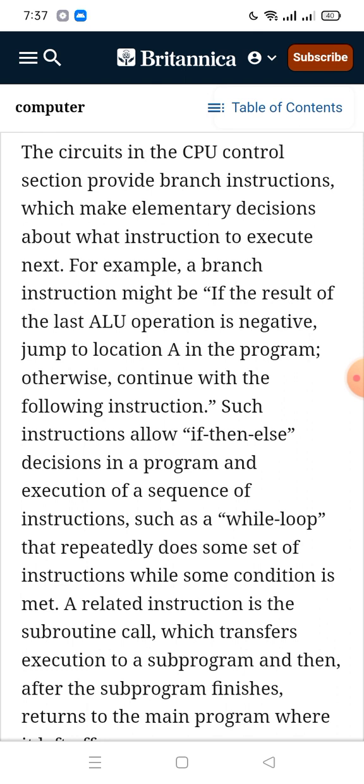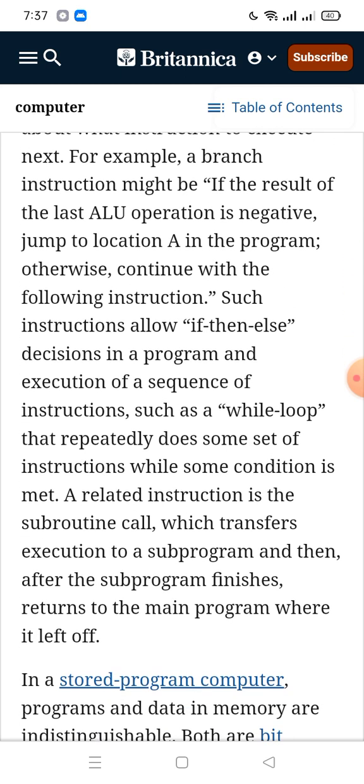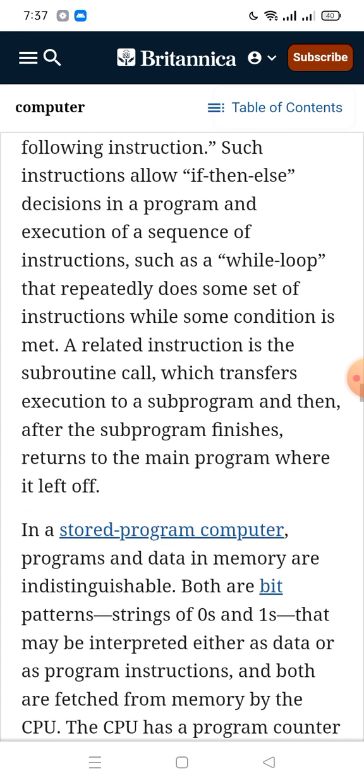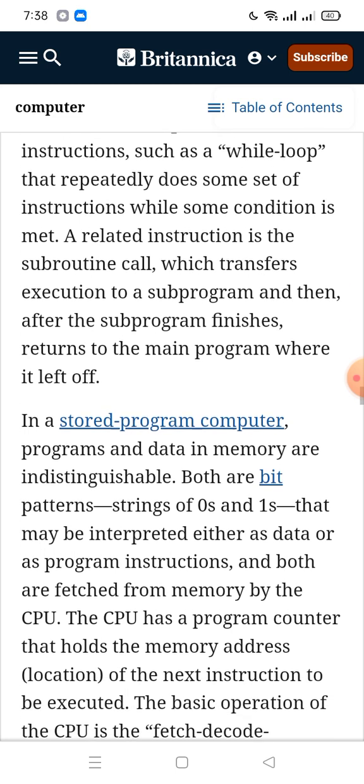The circuits in the CPU control section provide branch instructions, which make elementary decisions about what instructions to execute next. For example, a branch instruction might be: if the result of the last ALU operation is negative, jump to location A in the program; otherwise continue with the following instruction. Such instructions allow if-then-else decisions in a program and execution of a sequence of instructions such as a while loop that repeatedly does some set of instructions while some condition is met.